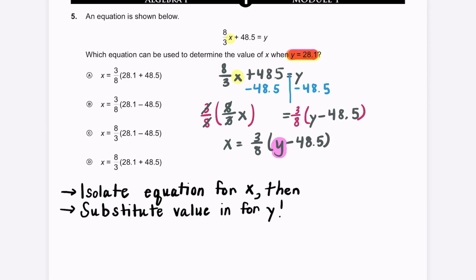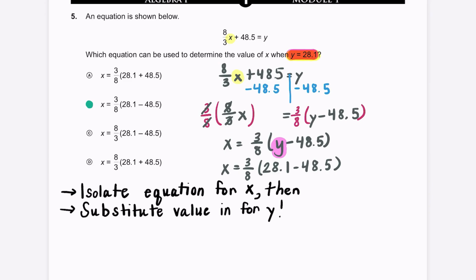So we're going to take out that letter y and substitute in 28.1. Now it doesn't want us to evaluate, it just wants us to leave it like that. And so hopefully you can see that the answer we should be selecting is answer B.